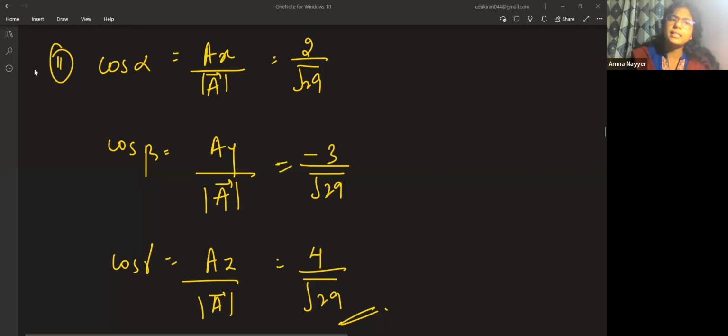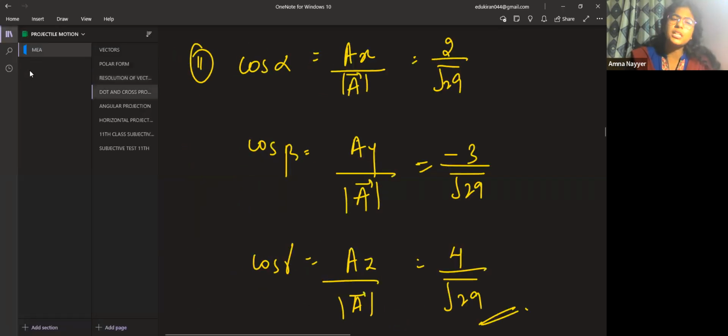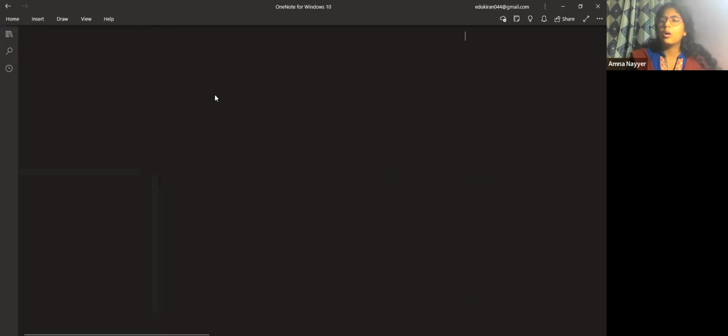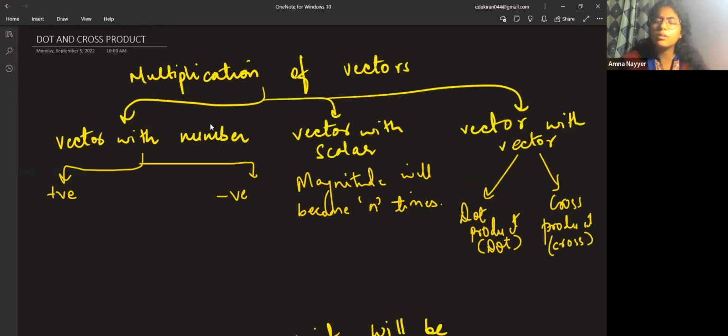We'll be practicing the questions of projectile motion. Projectile motion will not take a lot of time because lots of portions have been deleted also from your syllabus. Now see, when we multiply vectors, this is basically all about vectors multiplication. When to use dot product, when to use cross product. If you have dot product, how will you find out the answer? If you have cross product, how will you find out the answers?